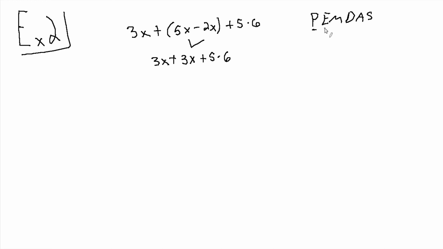Now you do the multiplication and division. 5 times 6 is 30. Bring all the other x's down. Now you do the adding and subtracting. So everything else left is just adding. So you do 3x plus 3x is 6x plus 30. That is your final answer, since there are no other like terms that you can combine.